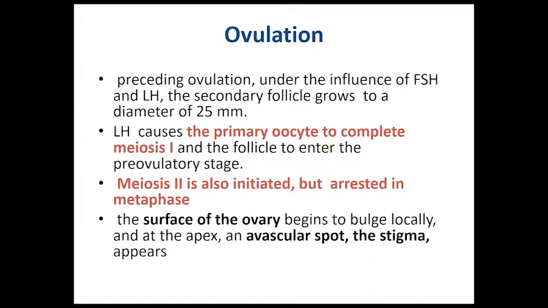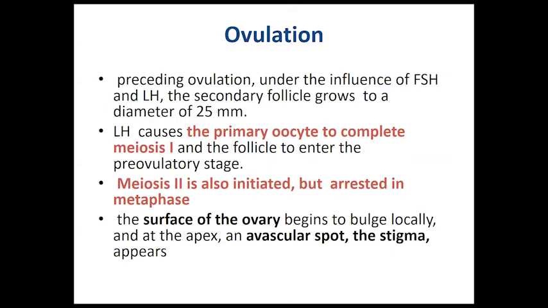Then once the follicle has matured, preceding the ovulation, under the influence of this and LH, the secondary follicle grows to a diameter, this causes the primary oocyte to complete this, and the follicle to enter the pre-ovulatory stage. Then it is initiated, arrested in the metaphase. The surface of the ovary begins to bulge locally at the apex.